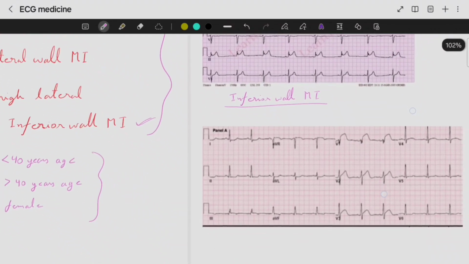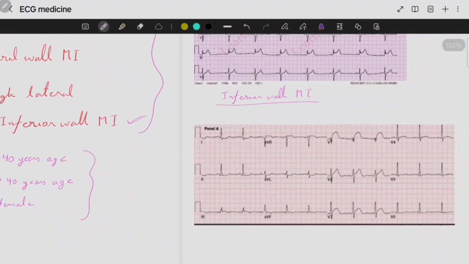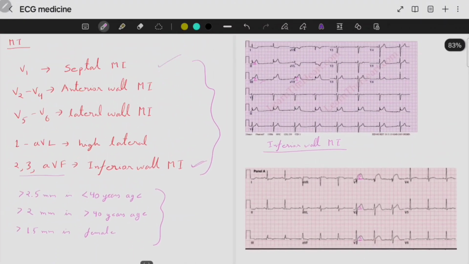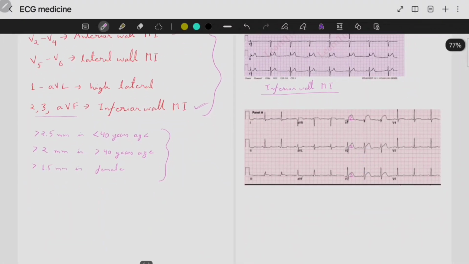Next, see this ECG. Here 1 is not elevated, 2 is normal. Then see the V1 is elevated. Okay, V2 is elevated, V3 is elevated. So V1, V2, V3. V1 means septal wall is affected. V2, V3 means anterior wall is affected. So it is an anterior septal wall MI. Okay.